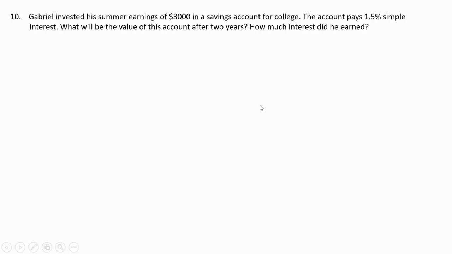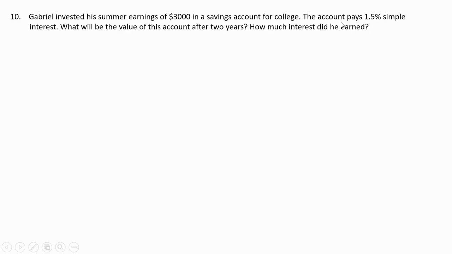Okay, now this is number 10. Number 10 is, I believe, from finance chapter 5. It says Gabriel invested his summer earnings of $3,000 in a savings account for college. The account pays 1.5% simple interest. What will be the value of the account after 2 years? And how much interest did he earn?